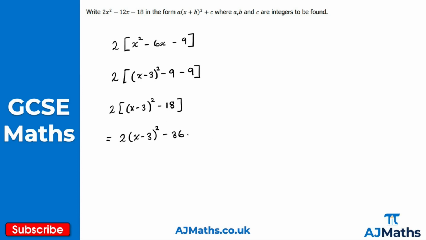At this point, we have completed the square on this original quadratic. So I just need to identify now the values of a, b, and c. In that case, a is the value outside the bracket, which would be this 2. B is the value inside the bracket, so that would be minus 3. And finally, c is this constant on the outside, which would be minus 36. And there we have it, so that's our solution to question 3.